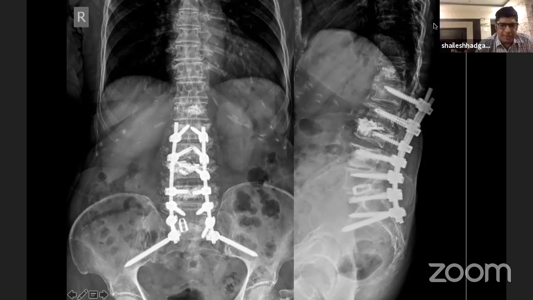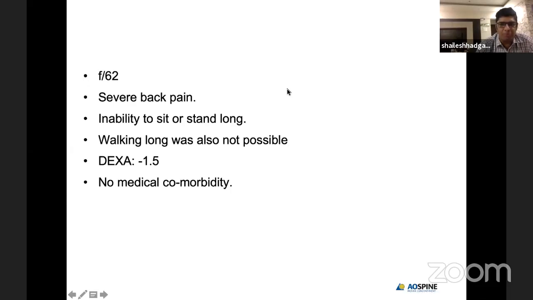I must compliment you for the excellent work you've shown, Neeraj, because they are all challenging cases, elderly degenerative adult scoliosis with bone DEXA minus 3.5 or so, and osteoporosis. All these issues are going to happen. DJK and PJK are definitely a worry, something we need to closely follow up in these cases.